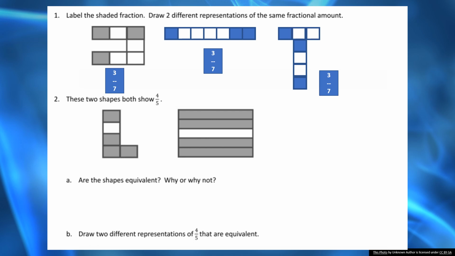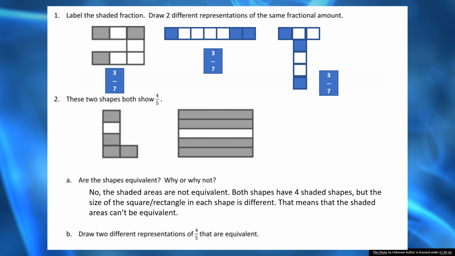Number 2 says these two shapes both show 4/5. Okay. 4/5 in little squares and 4/5 in long rectangles. Are the shapes equivalent? Why or why not? That's what A says. Well, in order for them to be equivalent, you have to be comparing something that's the same, right? So although they represent 4/5, both of them, they're not the same size. So the answer to this question is no. The shaded areas are not equivalent.